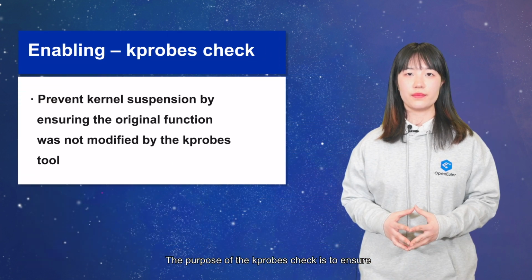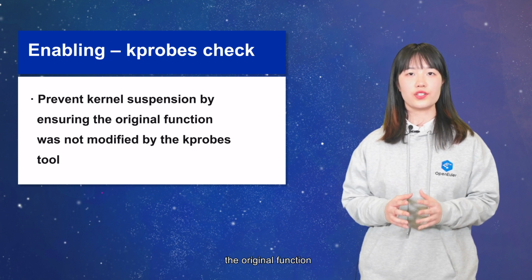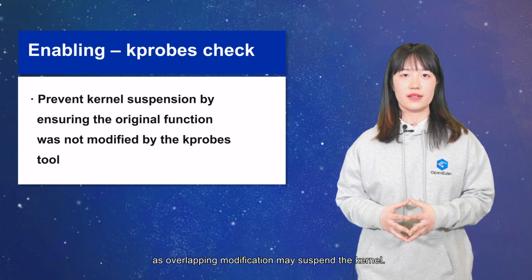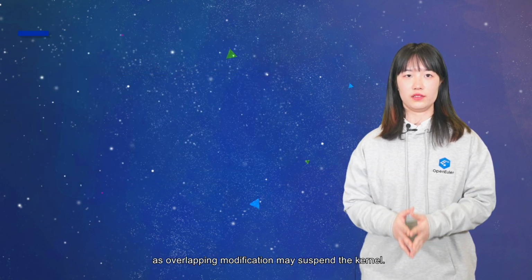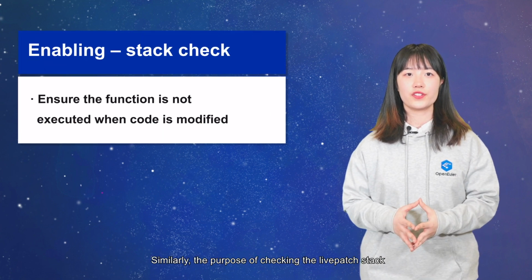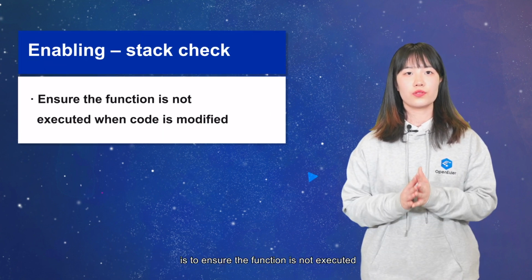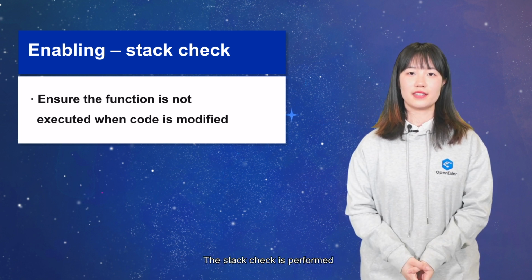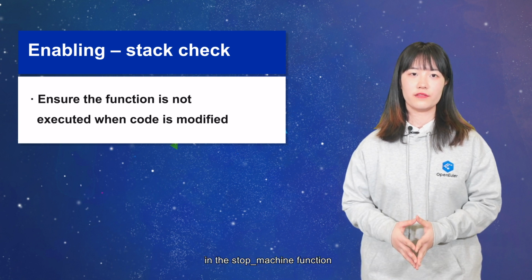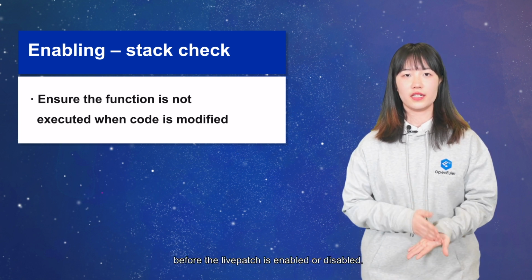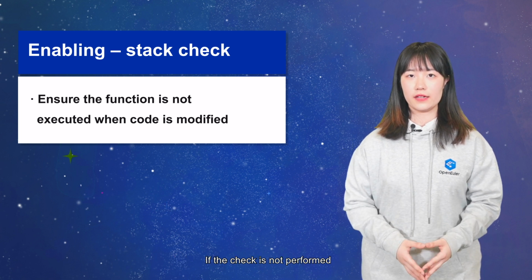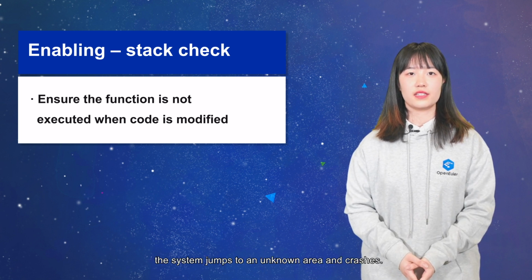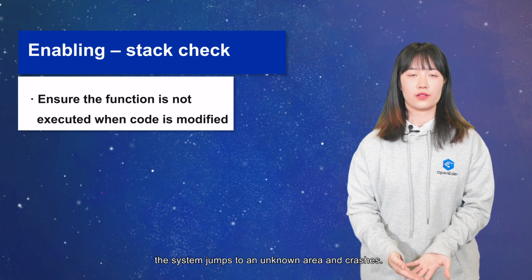The purpose of the kprobes check is to ensure the original function was not modified by the kprobes tool, as overlapping modification may suspend the kernel. Similarly, the purpose of checking the Livepatch stack is to ensure the function is not executed when code is modified. The stack check is performed in the stop machine function before the Livepatch is enabled or disabled. If the check is not performed and modification instructions are executed, the system jumps to an unknown area and crashes.